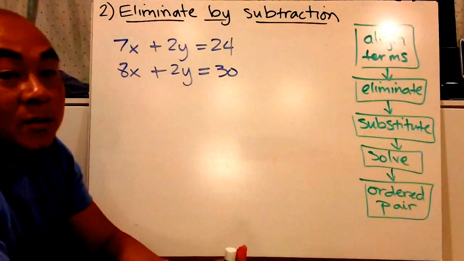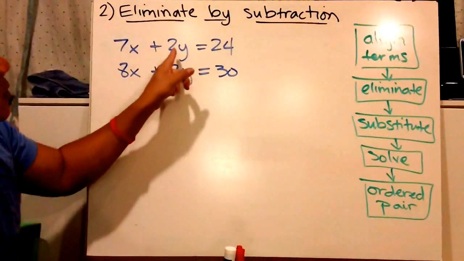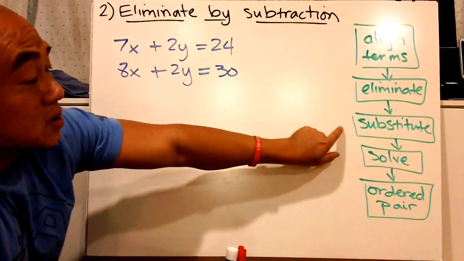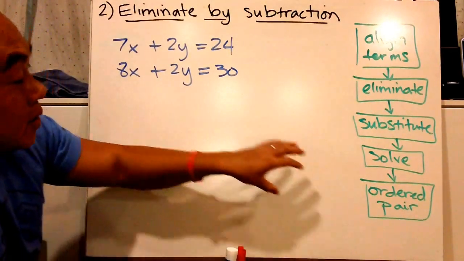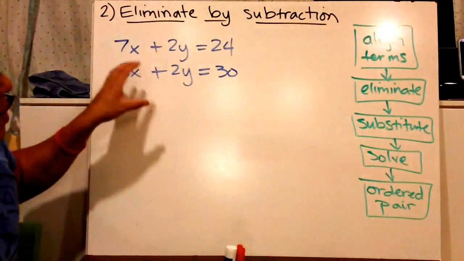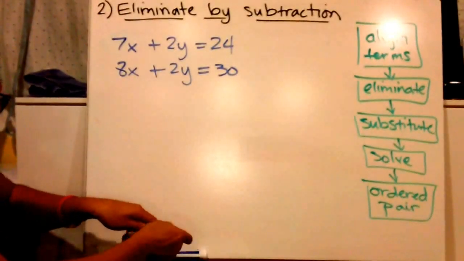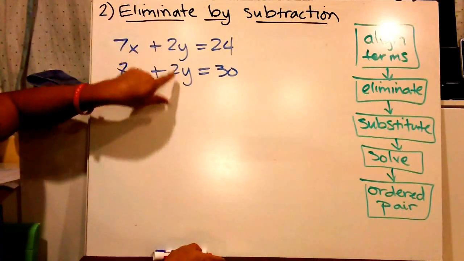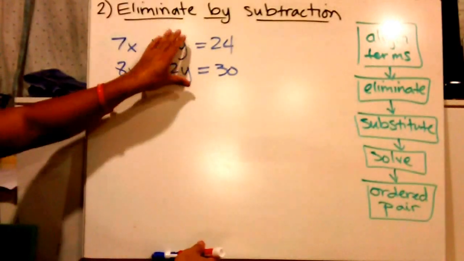Okay, so let's try one by eliminating by subtracting. Same thing, we're going to align the terms, and in this case the terms are already aligned. We're going to eliminate, then substitute, solve it, and get our ordered pair from our two values. So the first thing we're going to do is eliminate what we can. If you notice, I have a plus 2y and a plus 2y here. I know that if I subtract them, that's going to eliminate this completely.